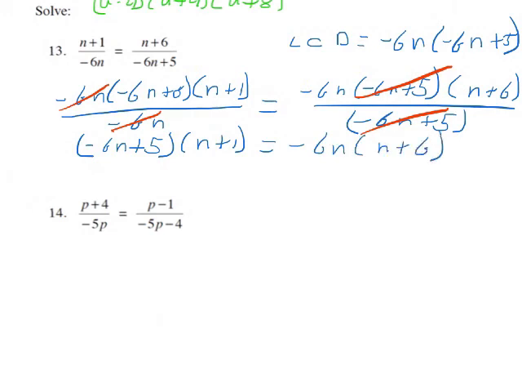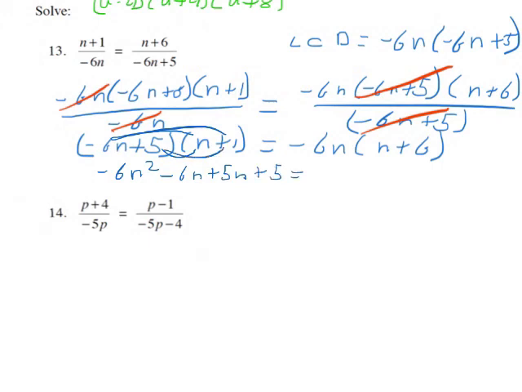Now, I need to get rid of parentheses, so I'm going to distribute all this. That's going to give me negative 6n to the second. Okay, that's this times this. Over here gives me minus 6n plus a 5n plus a 5 equals, and I'm distributing here, gives me a negative 6n to the second minus a 36n.